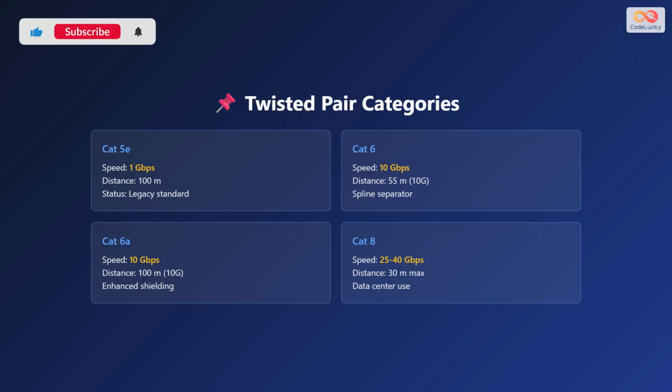Finally, Category 8, or Cat8, is the newest standard supporting speeds between 25 to 40 gigabits per second and is used primarily in data centers.